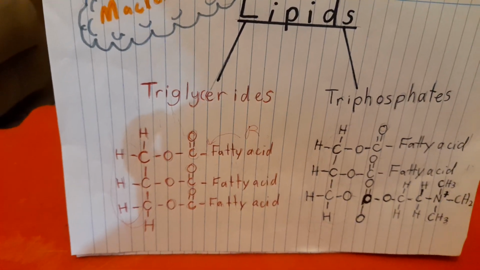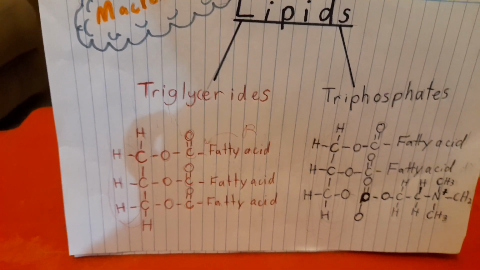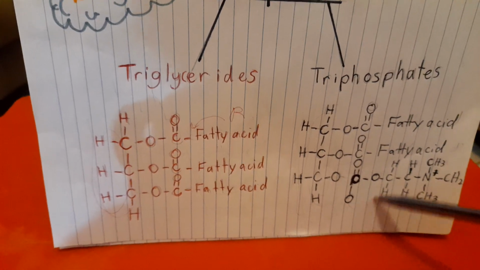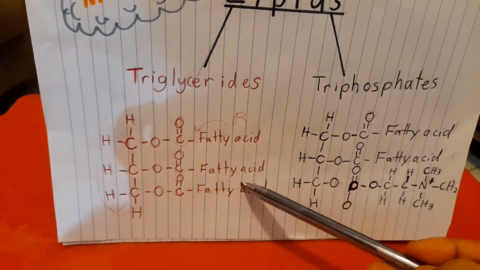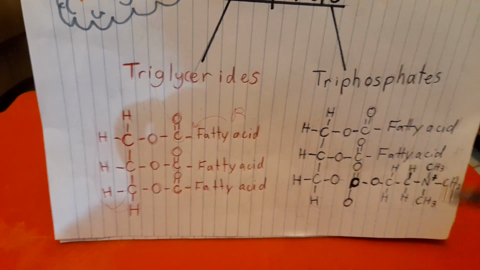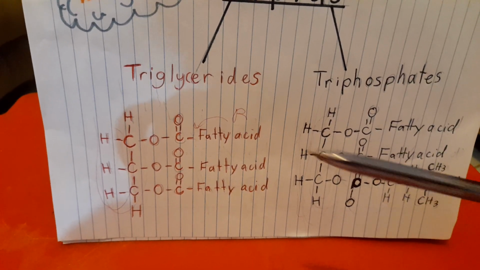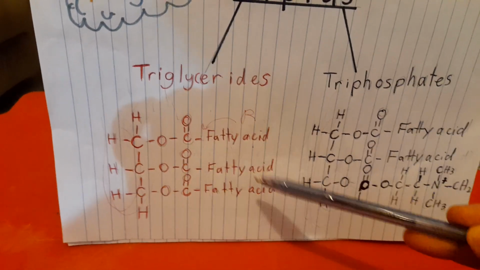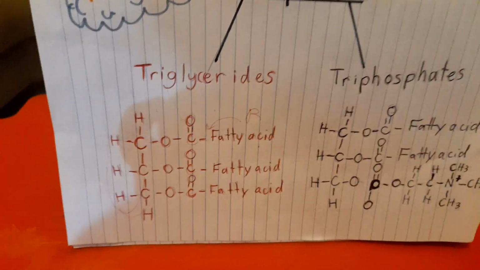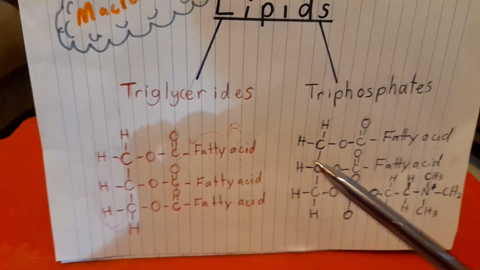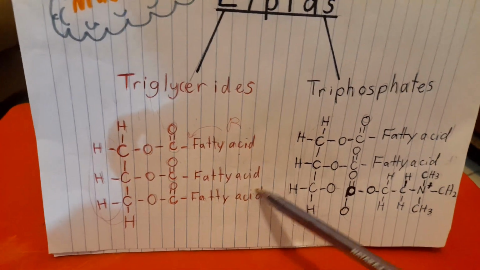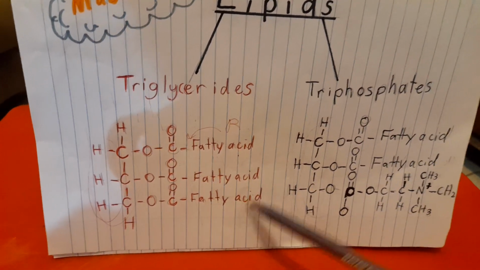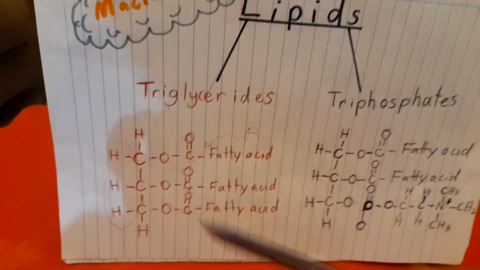The main difference is that this has a phosphate and this is just another fatty acid. That's actually where you get tri from. It has 3 fatty acids. If it was just 1, it would be a monoglyceride, or if it was 2, it would be a diglyceride, but it's 3, so that's where you get triglyceride.